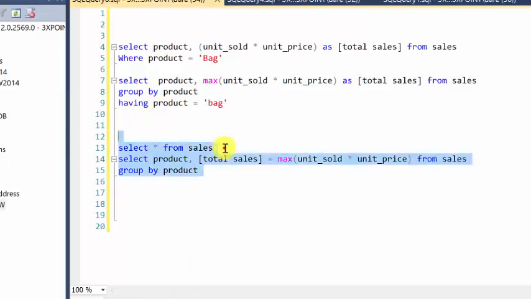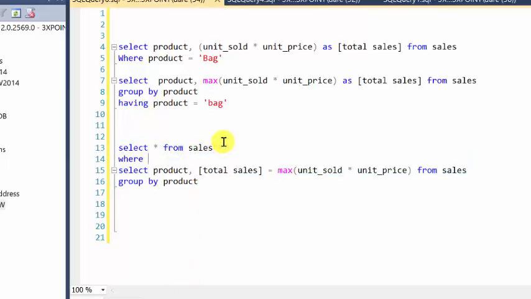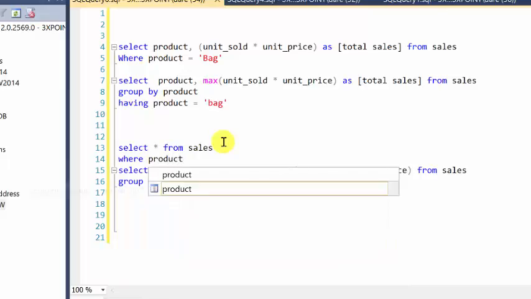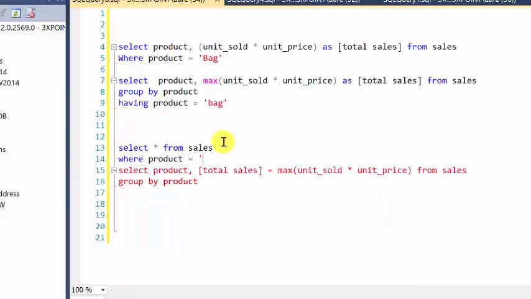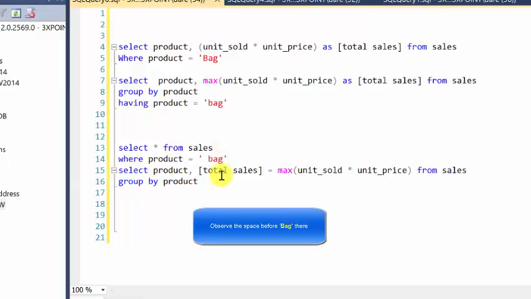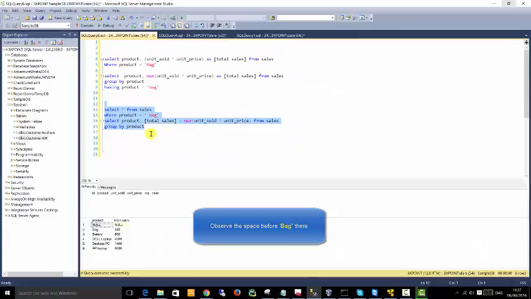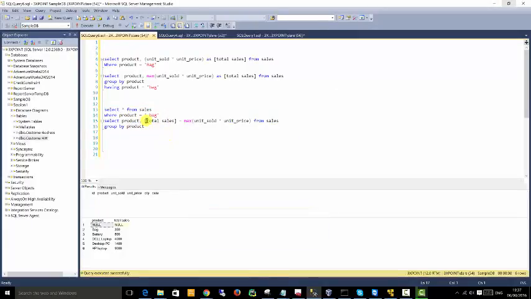So where product equals bag, so that you can see each of the data. Oops, what's going on? Oh, okay. This is actually something very interesting.